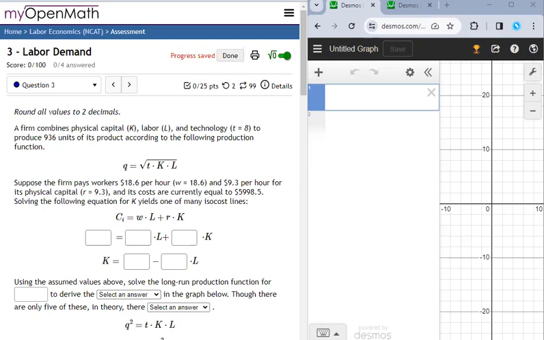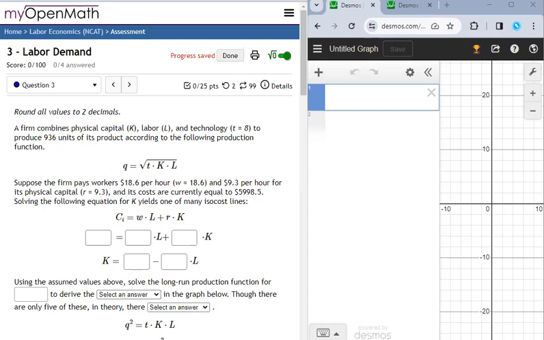Okay. Again, capital, physical capital is K. Labor, quantity of labor demanded is L. We have technology in this particular model, and we're going to hold it constant at 8. And the firm is producing 936 units of its product currently over the long run, right? So that's this long run project 936. And it uses this technology, this long run production function to determine its optimal capital labor mix or its optimal capital labor ratio.